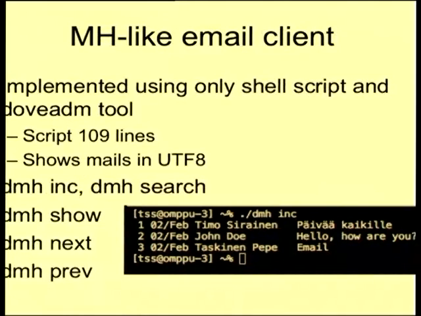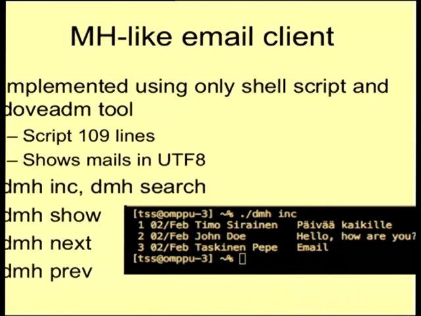Okay, so the first thing is this. Dovecot has a lot of email code. Sure, it's an IMAP server, an email server, but because it has a lot of email parsing stuff, you can just as well use it to build an email client if you want to. I developed this in only a couple of hours. It's a pretty stupid email client.